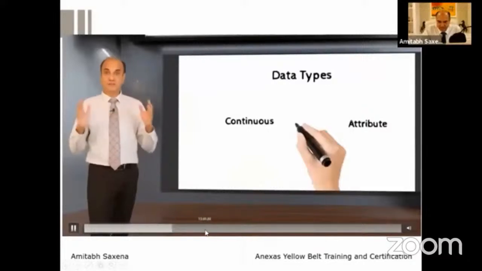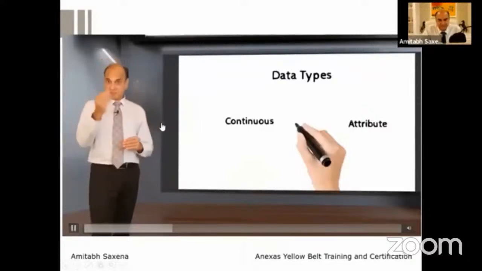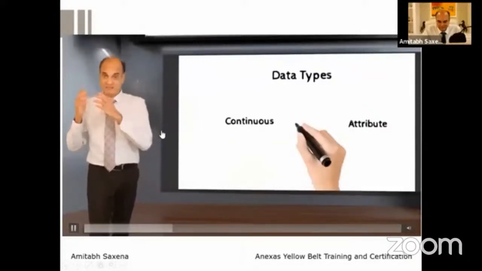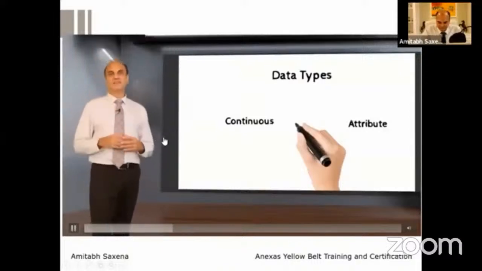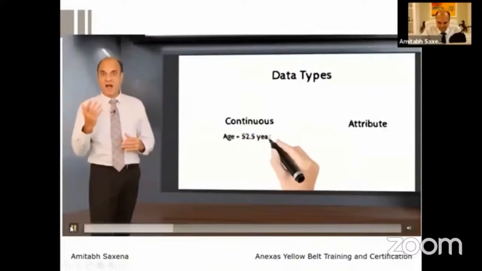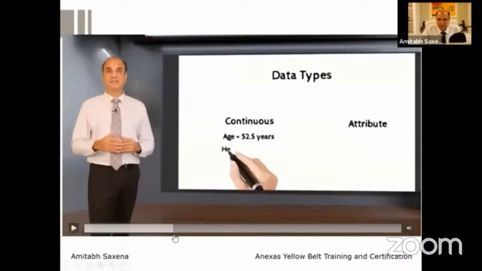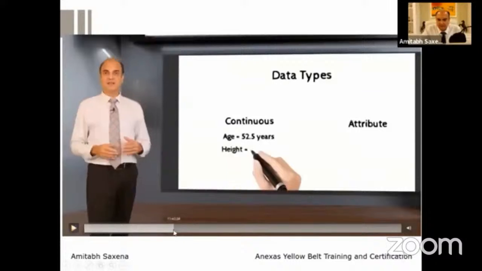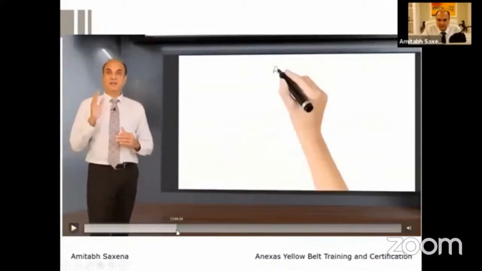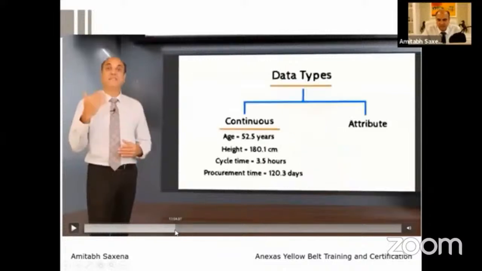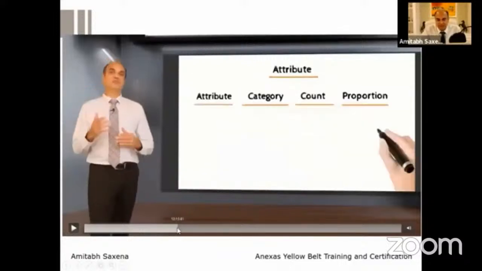So it can be represented on a number line. It can have a decimal place. It can also have a unit. Say for example, age, height. So here you can see that age, height. Other examples could be distance, procurement time, cycle time. They are all examples of continuous data. Attribute data are the data where I can create categories.